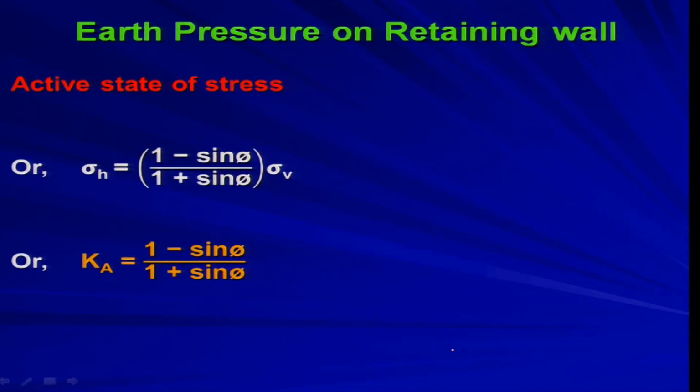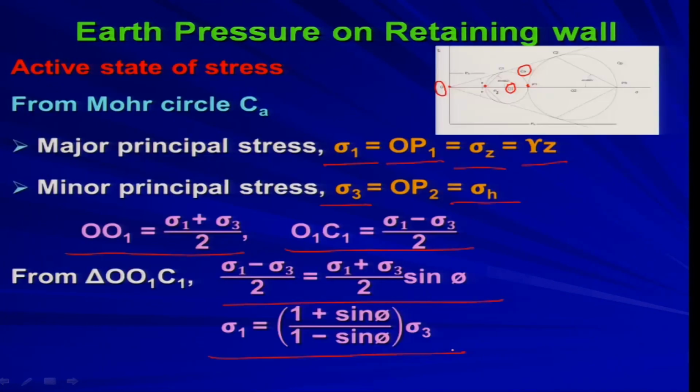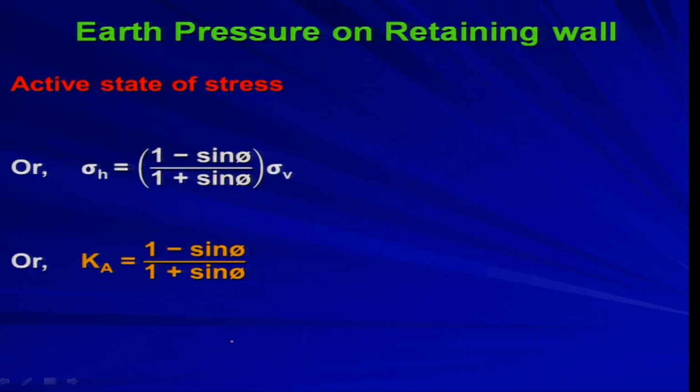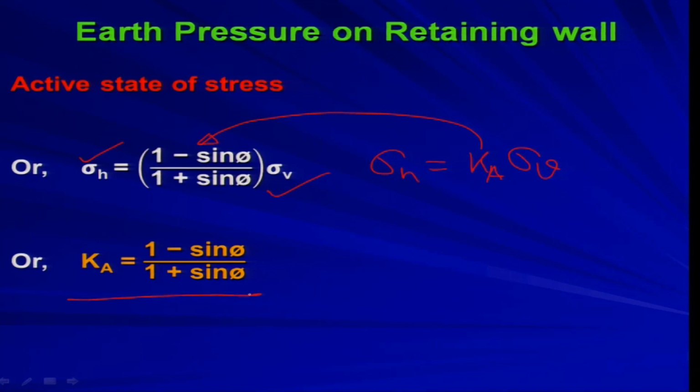So, what does it mean? As on the previous slide, sigma 1 is equal to 1 plus sin phi by 1 minus sin phi into sigma 3. Now, what is sigma 1? Sigma 1 is your sigma v, that is gamma z. What is sigma 3? Sigma 3 is your lateral earth pressure, sigma h. So, I can write sigma h is equal to 1 minus sin phi by 1 plus sin phi into sigma v. Now, from the relation of your earth pressure coefficient, Ka is nothing but 1 minus sin phi by 1 plus sin phi.